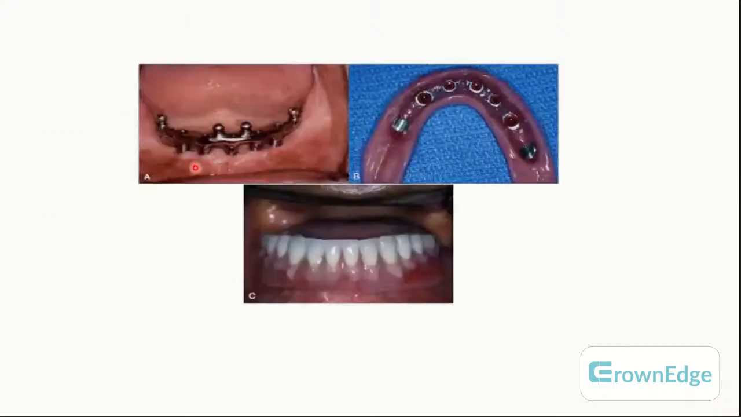So this is what it would technically look like. You can see here probably around 6, 7 implants are placed. We solder these implants together with the help of a bar. This is also a titanium substructure on which the entire units are soldered and they are fixed to your individual implants. So it looks like this.